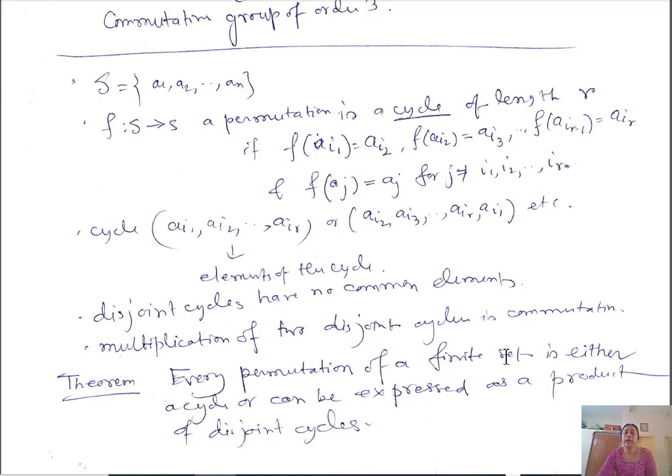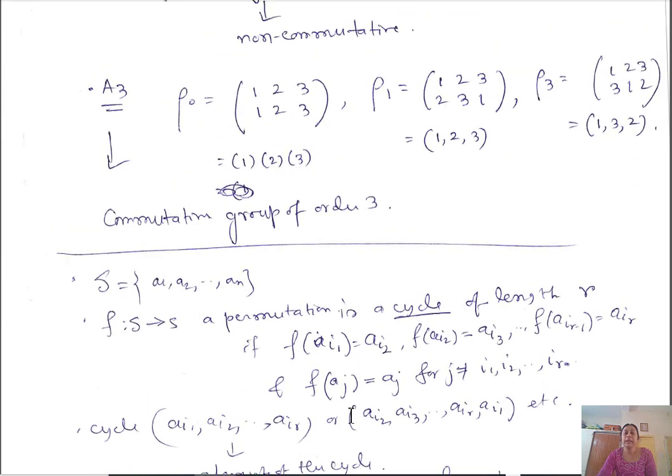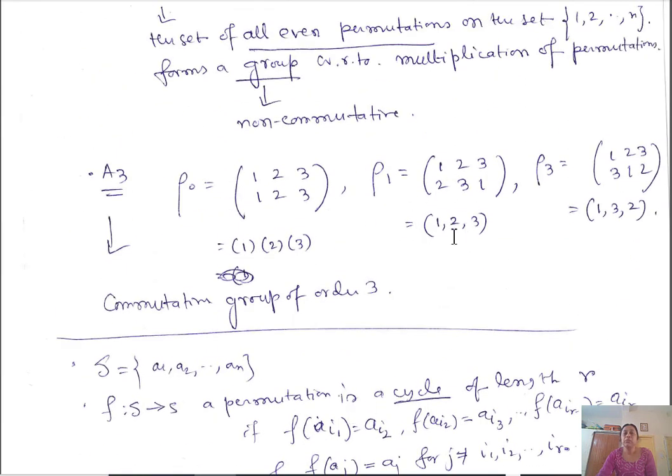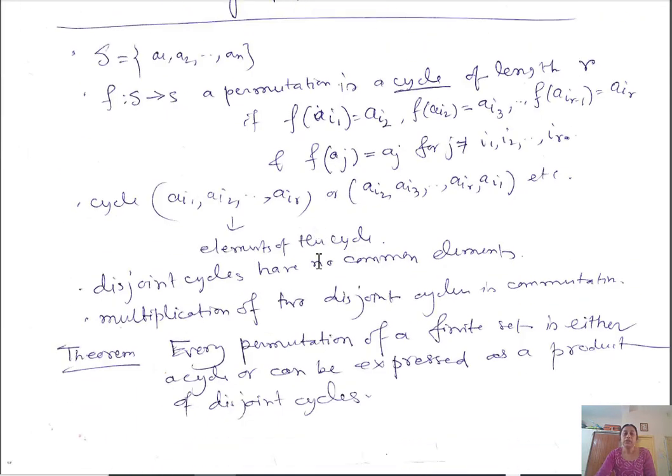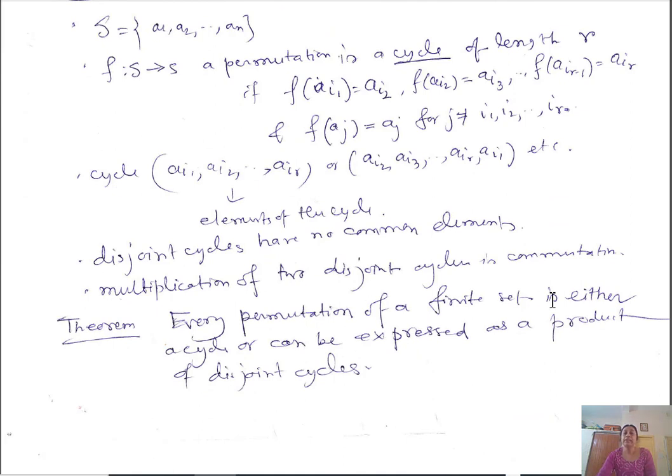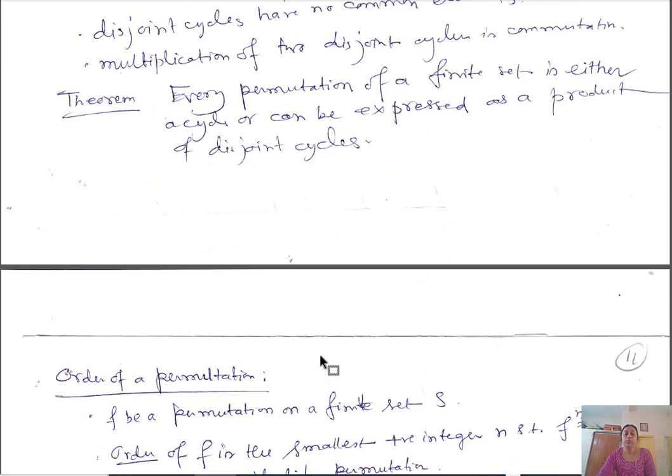Every permutation of a finite set is either a cycle or can be expressed as a product of disjoint cycles. So what I'm saying is, either a permutation is a cycle, or it can be written as a product of disjoint cycles. I'm not going to prove this.